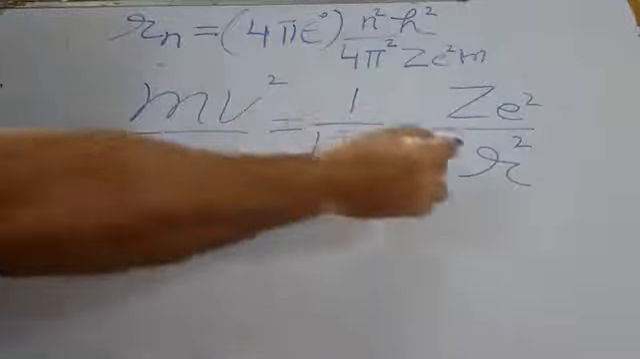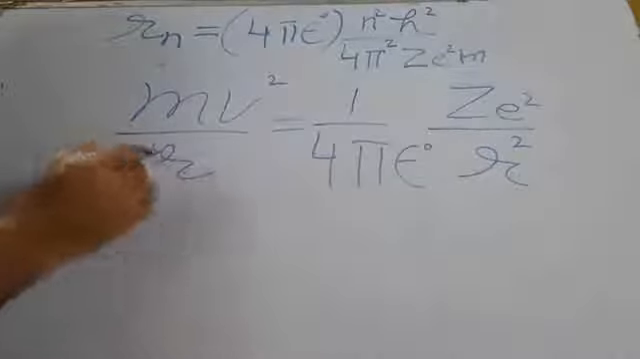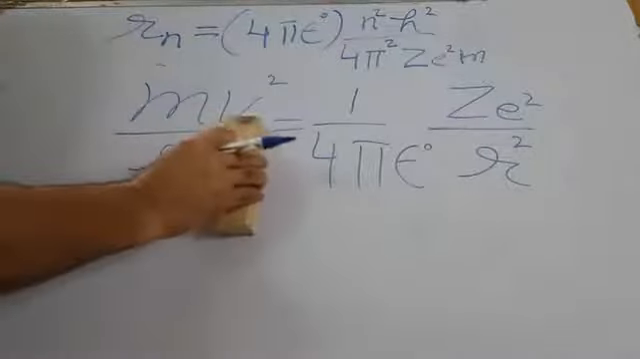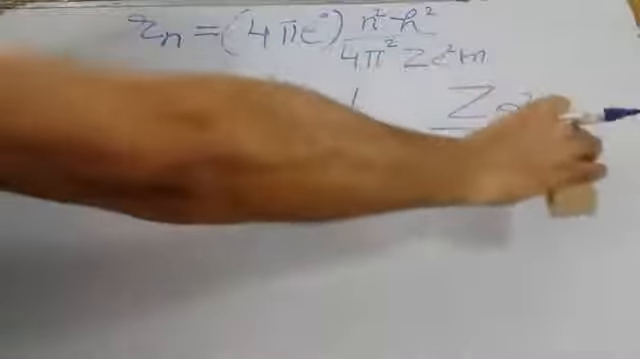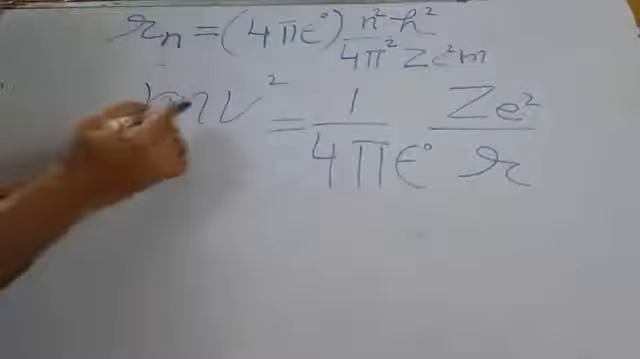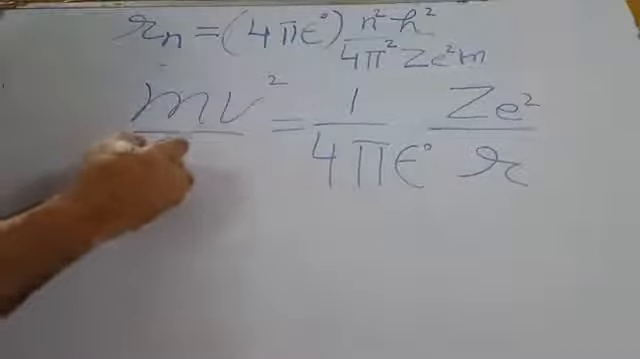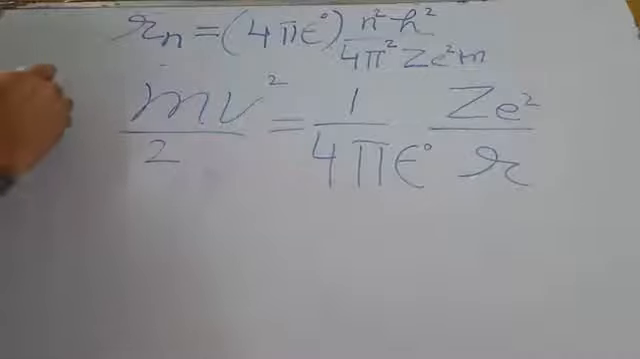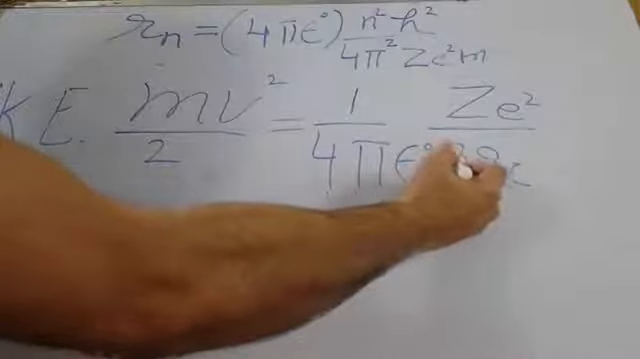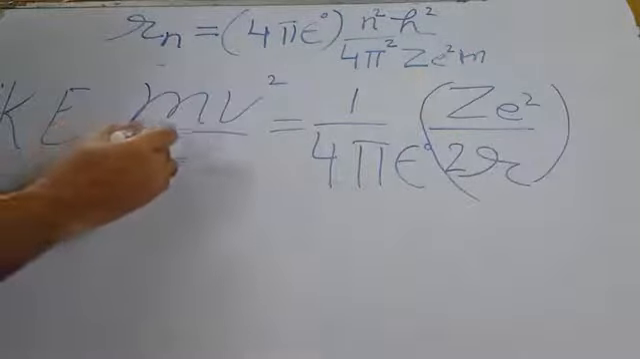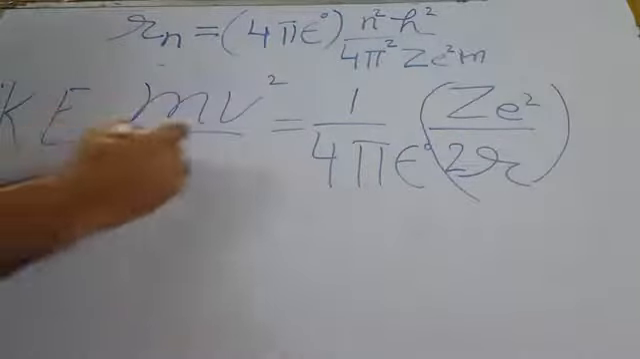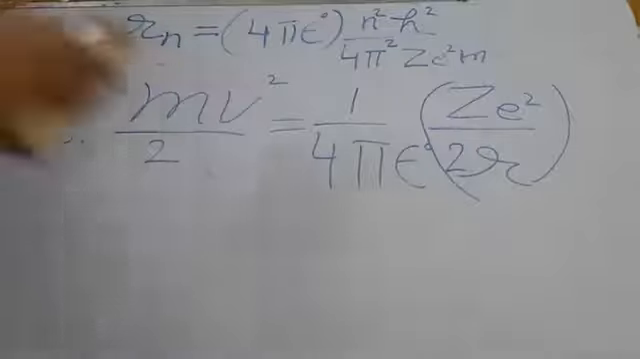Here this side has r square. If you multiply by r, this r is gone, and on multiplying this side with r, it comes out to be Ze square upon r, and mv square. If we divide by 2, half mv square is equal to the kinetic energy, and we should then also divide this side by 2. Got it? That is why we got this as the kinetic energy of the electron.